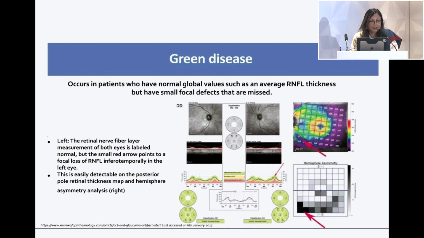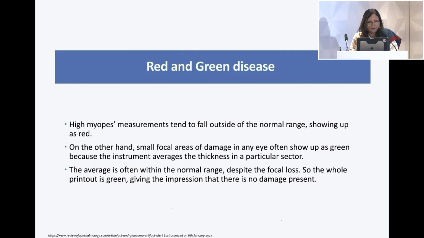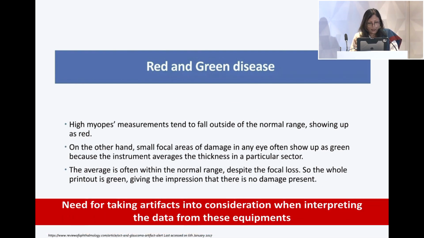And the green disease occurs in patients who have normal global values, such as average RNFL thickness, but have small focal defects. So a small focal defect actually might not be identified by the OCT. That's where you have the green disease. So red and green disease, high myopes, and small focal defects, which can be missed by the OCT, and need for taking artifacts into consideration when you're interpreting the data from these equipments.